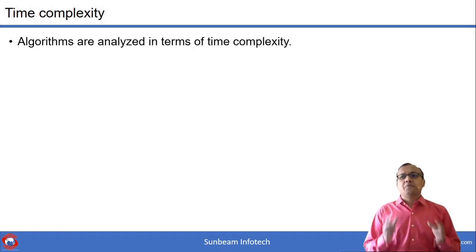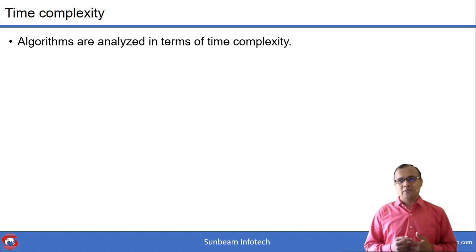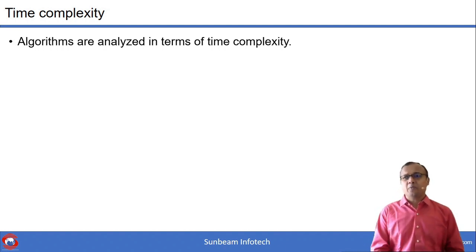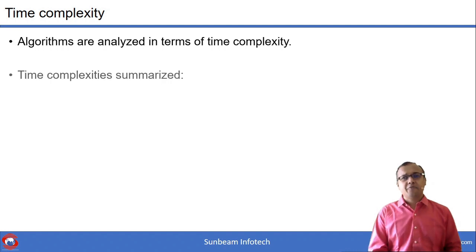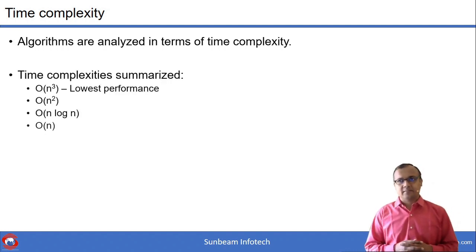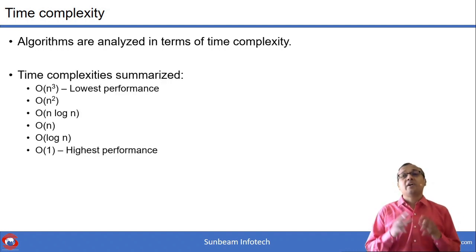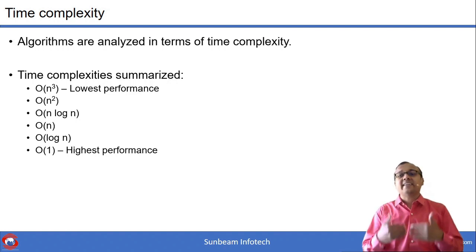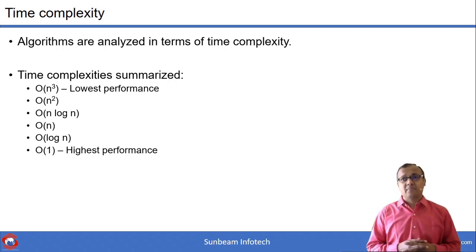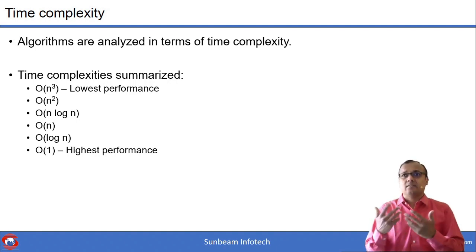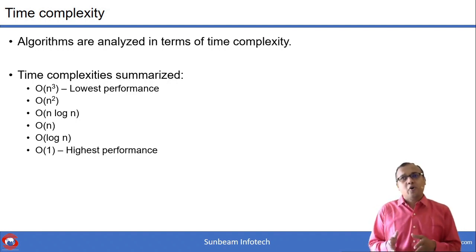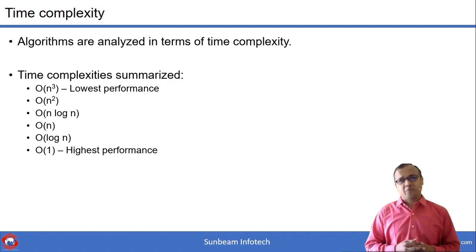Just to summarize, we have seen that time complexity can tell you about the performance of the algorithm. We have seen a few time complexities. However, there are a few commonly seen time complexities. Here is a list of time complexities in ascending order of their performance, where you see that O of 1 is the highest performance while O of n cube can be the lowest performance.